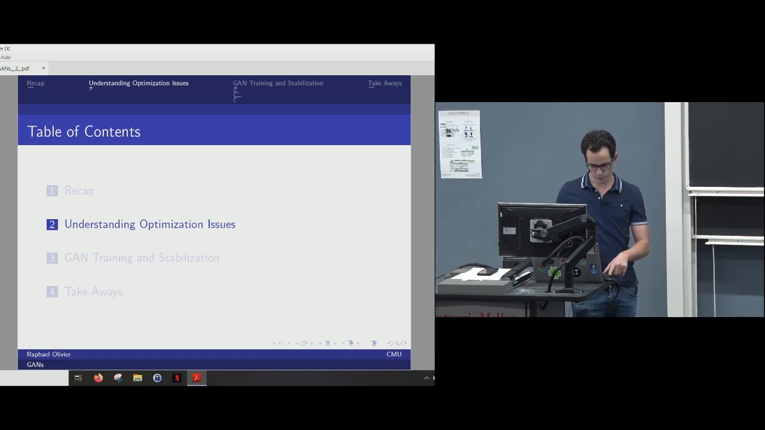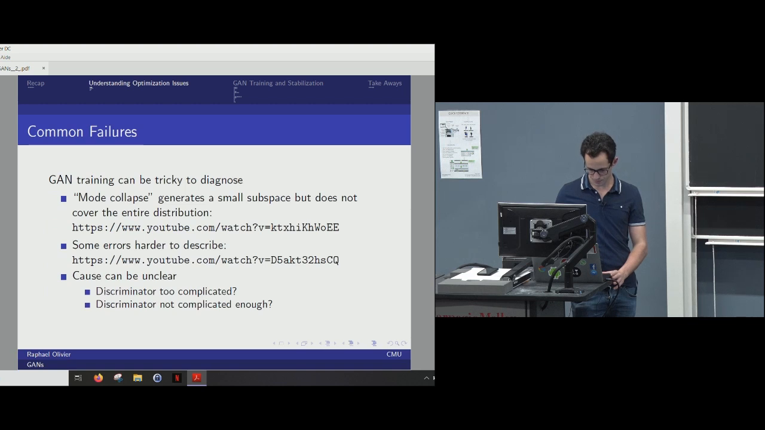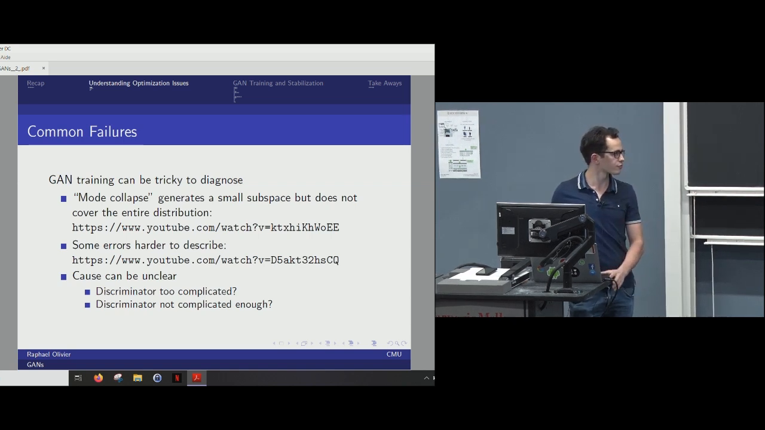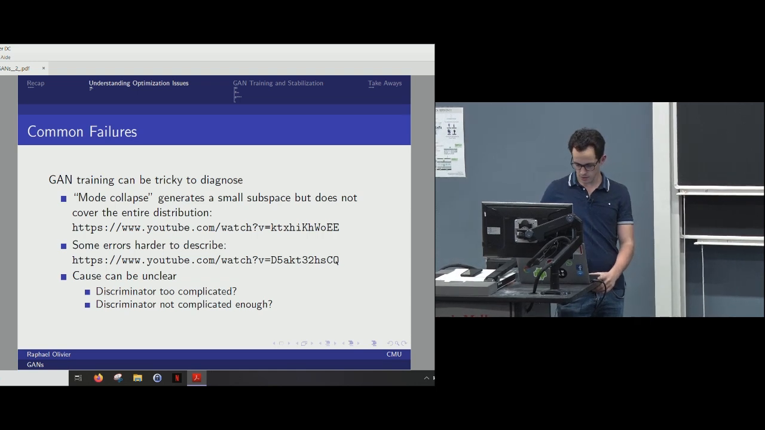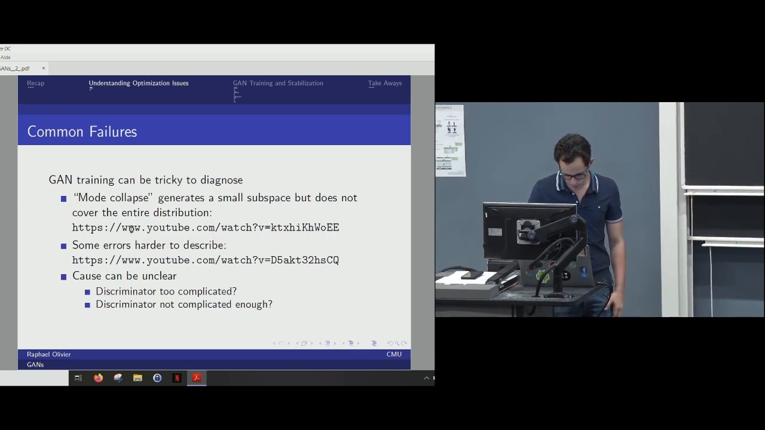So let's delve a little bit into those optimization issues. And once we have a little bit of understanding of what's at stake, we'll see a bunch of solutions that have been proposed in the next section. So in GAN training, a lot of things can go wrong, and sometimes it's hard to put a word on what's happening when it's not what you want. But there is a family of problems that happen often that's called mode collapse. It's easier if we see an example of that.